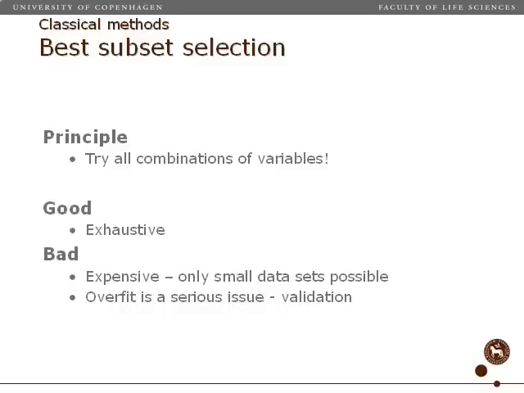You can also do best subset selection. We already discussed that a little bit in the introduction. The principle here is simply to try all combinations of variables. The good thing about that is that it's exhaustive. You check all combinations. The bad is that it's very expensive and it's simply impossible if you have many variables, more than 30 variables for example. And overfit is a real big issue here. So unless you have very many samples, it's highly likely that you can get misleading results from best subset selection.